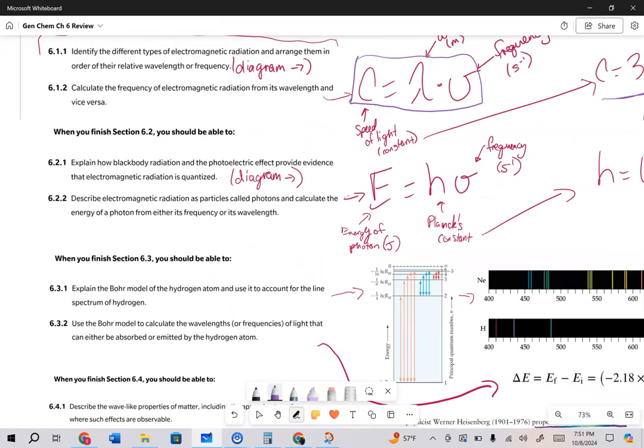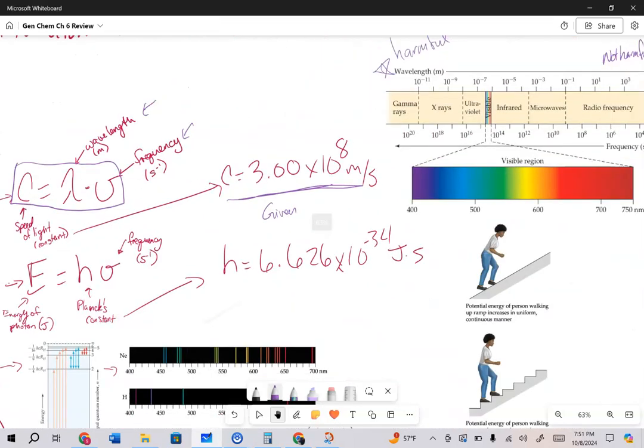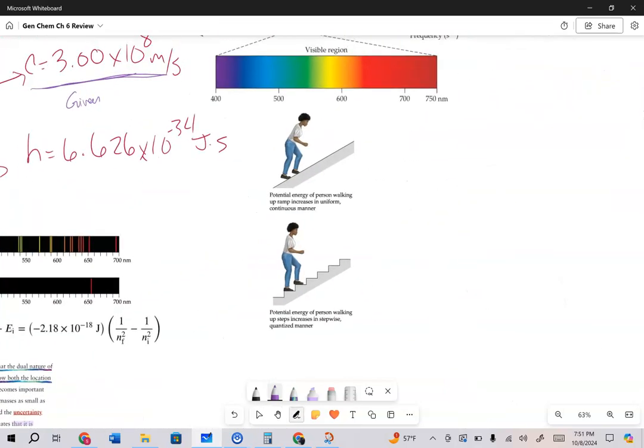Moving on to section 2, one of the first things you're asked to do is to be able to explain how radiation and the photoelectric effect provide evidence that EM radiation is quantized. We talked about this referencing the staircase idea. We said that if the energy was uniform and continuous, we would not see what we see in things like the Bohr model, or in the line structure that we're going to see later on in this section.